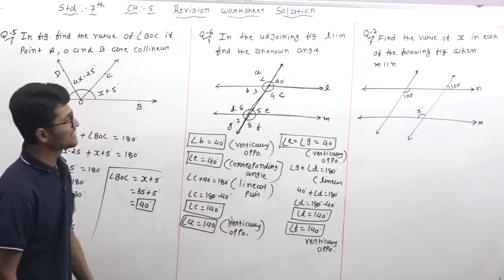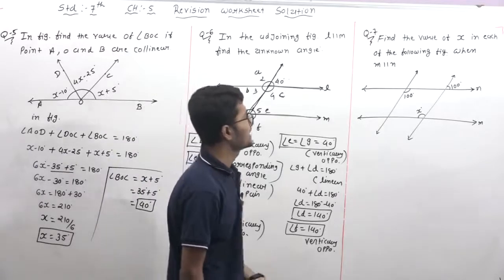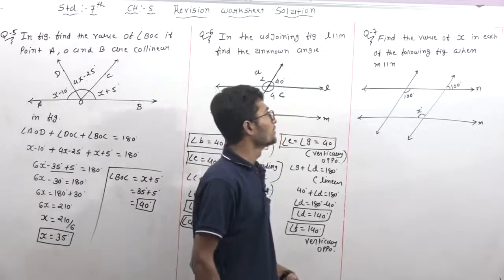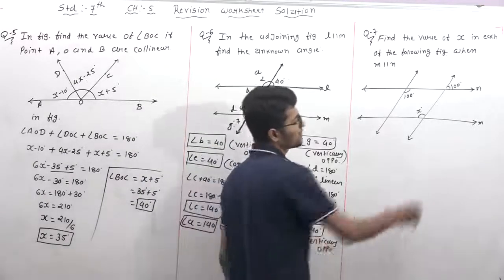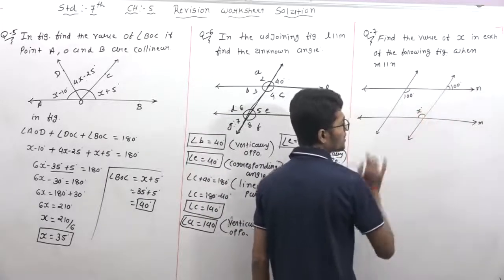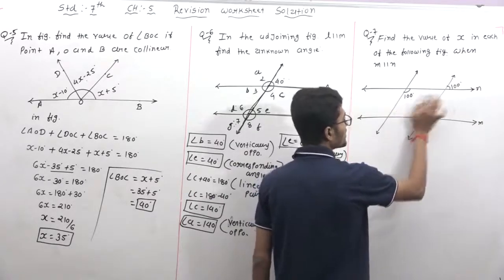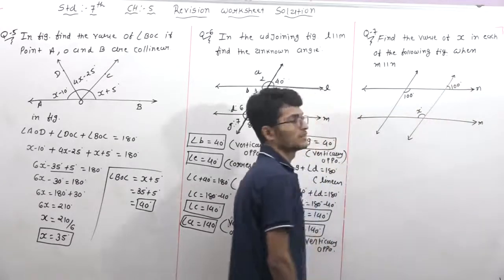Right. Now the last question is question number 7. Find the value of x in each of the following figures when m is parallel to n. It means these two are parallel lines. Same for these two lines, they are parallel. But we have to find the angle x. This angle is given as 100. This angle is also given as 100.